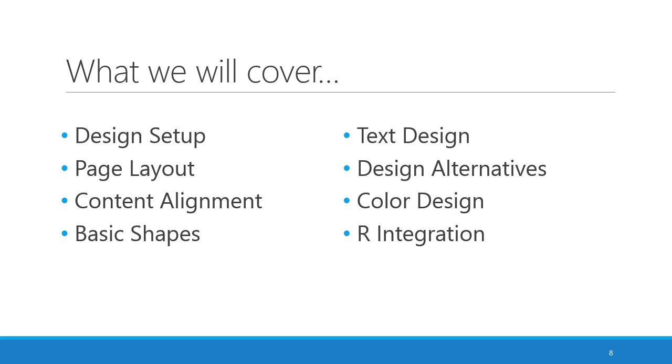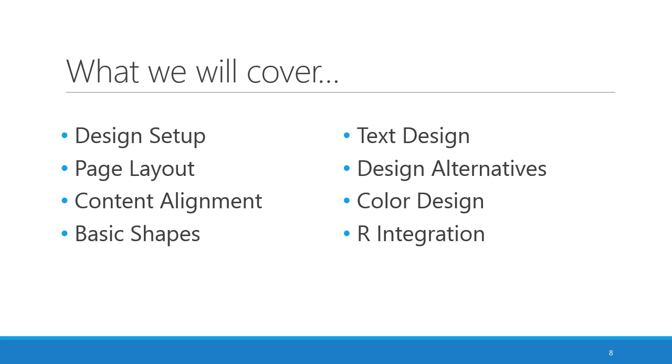We'll look at how to make some basic shapes. We'll talk about text design. We'll talk about layers, which is a way to look at different design alternatives. So if you have a graph and you're not sure if you want to change a color, you can put each of your alternatives in a layer, turn them on and off, and see what your presentation looks like with those alternatives.